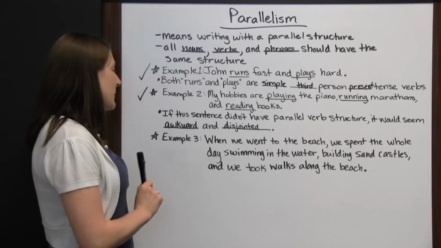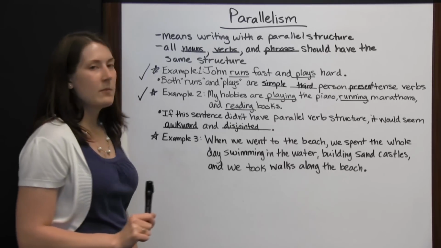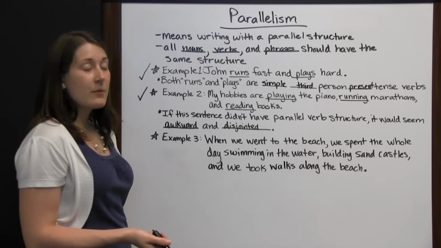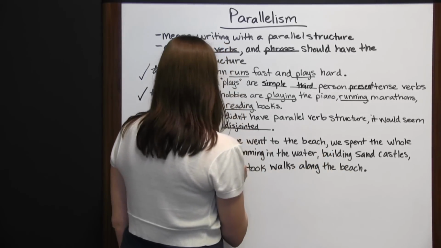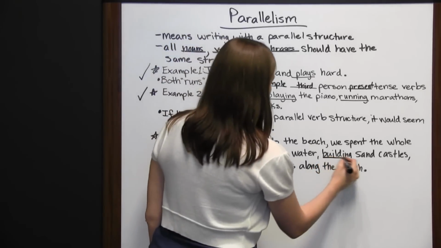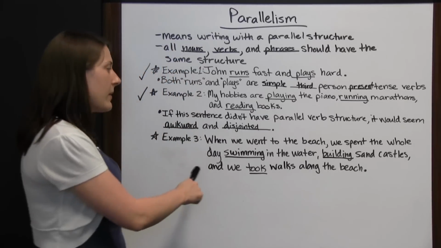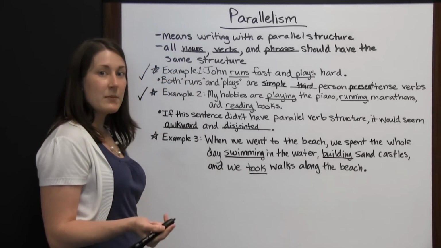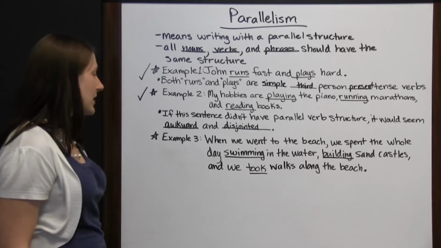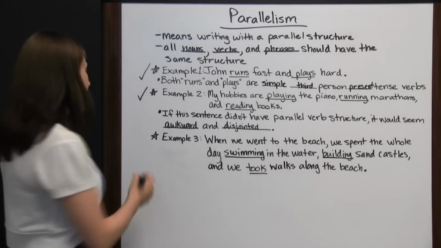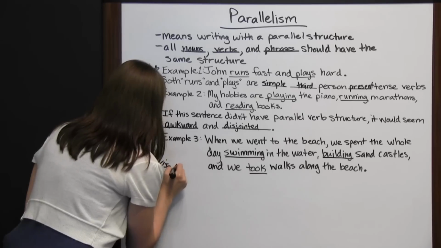When we went to the beach, we spent the whole day swimming in the water, building sandcastles, and we took walks along the beach. This one was another one with 3 verb phrases. Swimming and building are both present tense with ing endings, but took is past tense. It does not have the ing, and it makes our sentence sound disjointed. So this one needs to be revised.